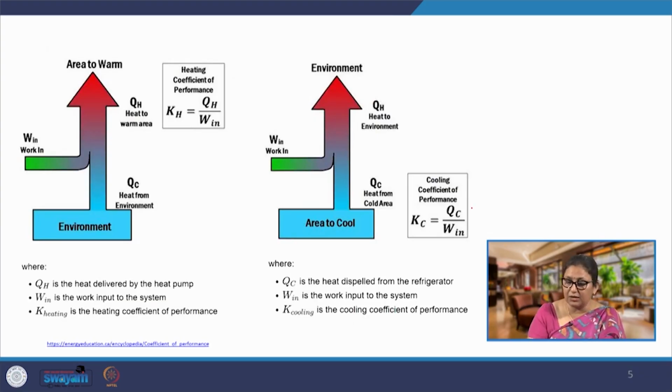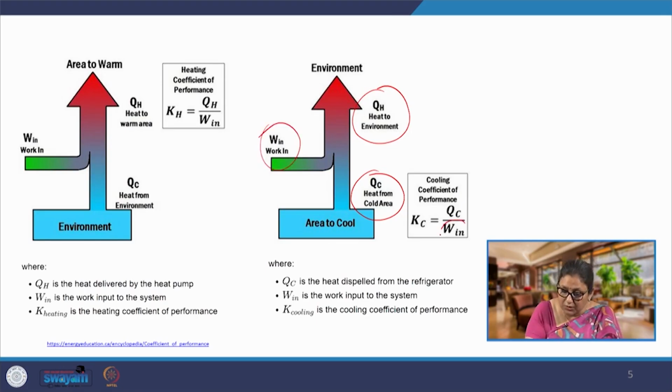Here, if we look at cooling, the cooling coefficient of performance, we are looking at the heat that has to be removed from the cold area which is to be cooled, and how much heat is taken from here and given to the environment, plus there is some work. So, work done, this is the amount of heat which is extracted from the cold area, and that is your coefficient of performance for cooling, which is exactly what the COP was.